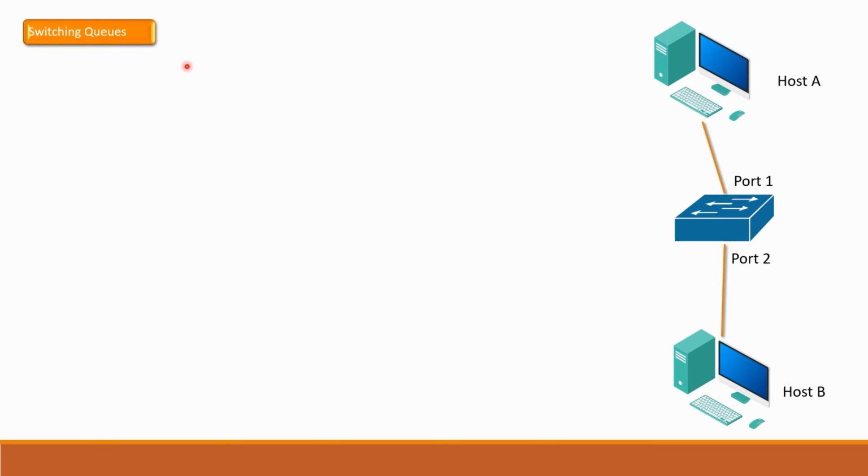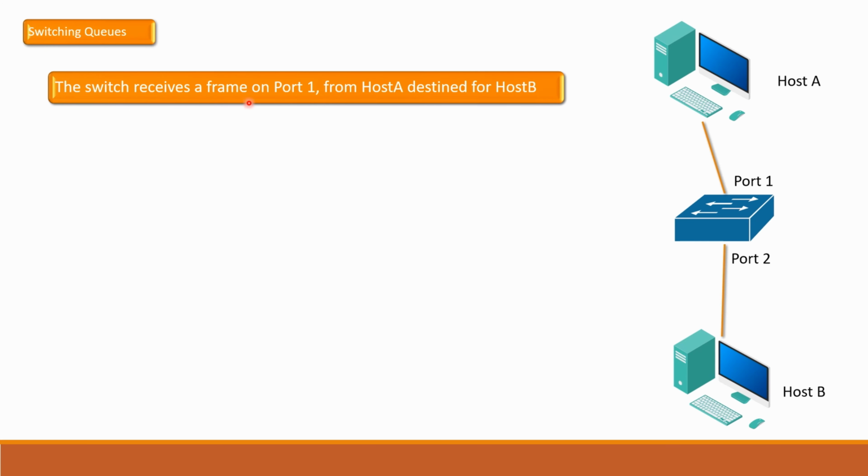Switching queues: how the switch queues will work and how it learns the MAC address from the packet. Here you can see the same sample diagram, with host A and host B connected to the switch, host A connected to port 1 of the switch and host B connected to port 2. The switch receives a frame on port 1 from host A designated for host B. So this is the ingress port for the switch. Port 1 is the data receiving place, so it's called the ingress port.